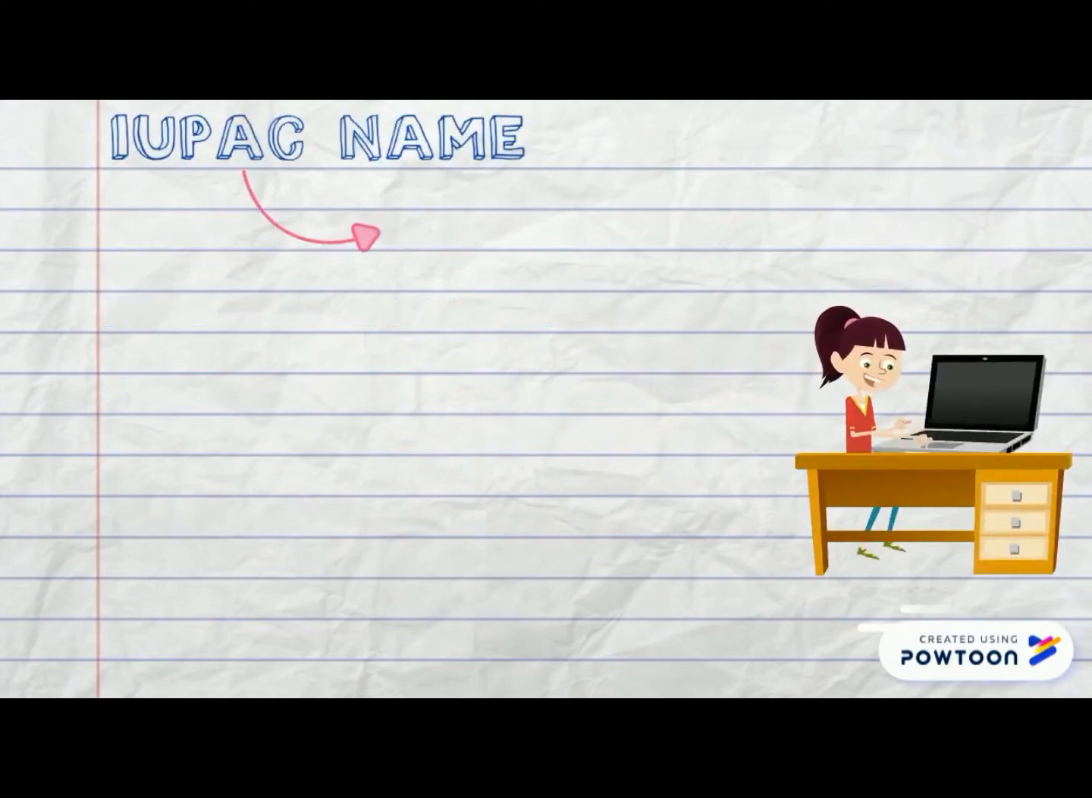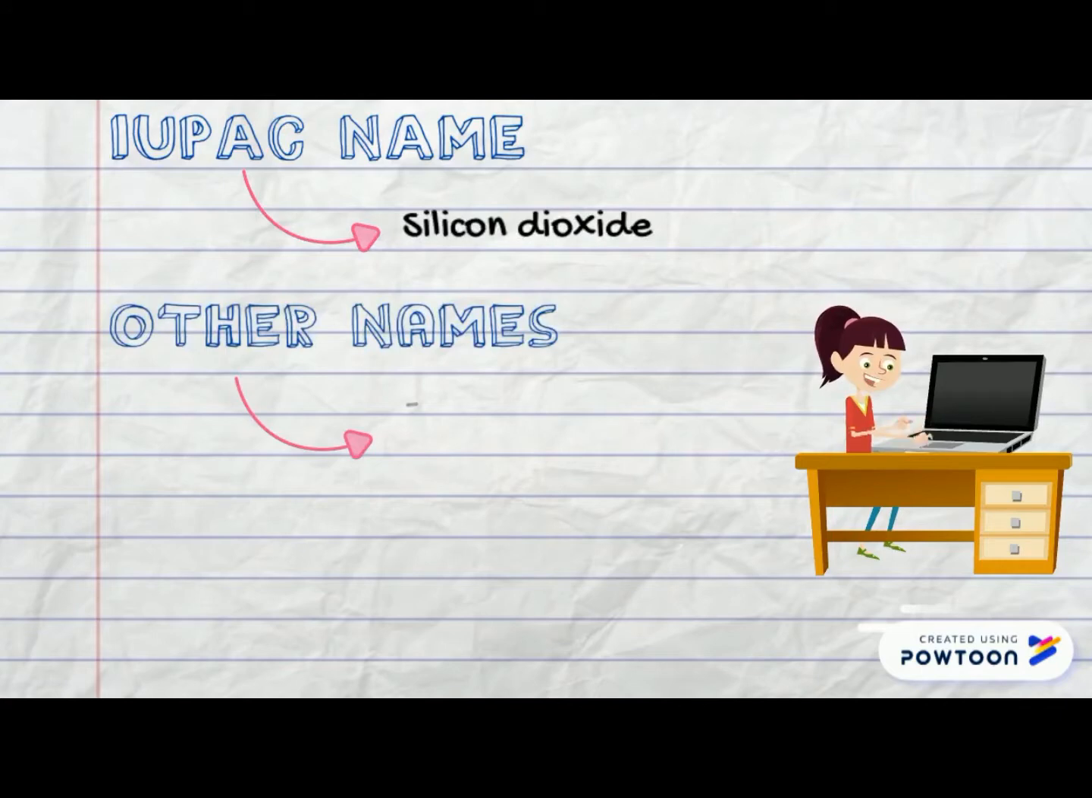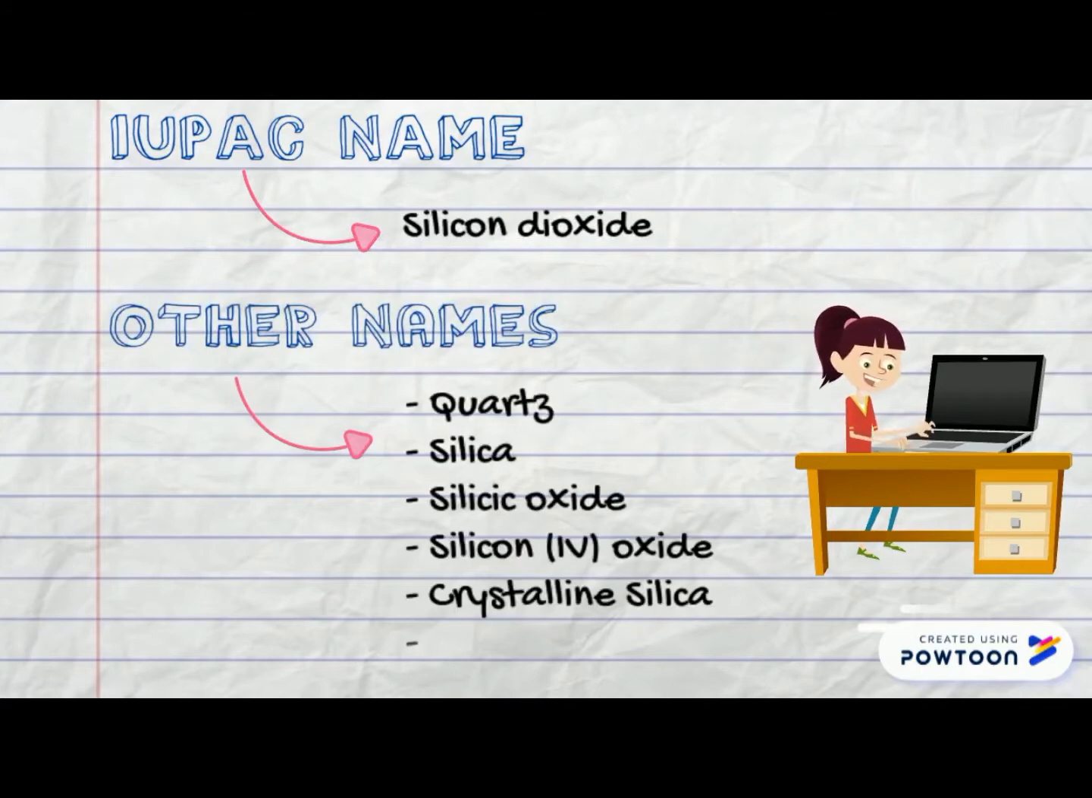The IUPAC name for SiO2 is silicon dioxide. It also has other names: quartz, silica, silicic oxide, silicon(IV) oxide, crystalline silica, and pure silica.